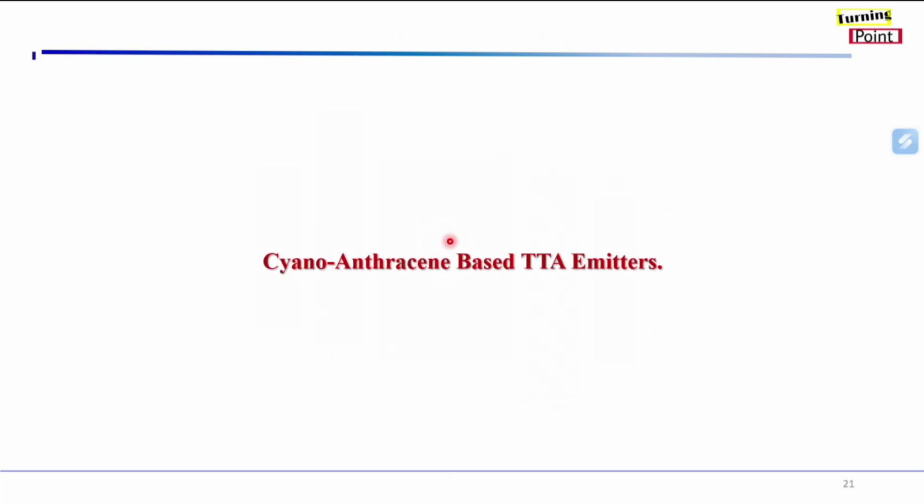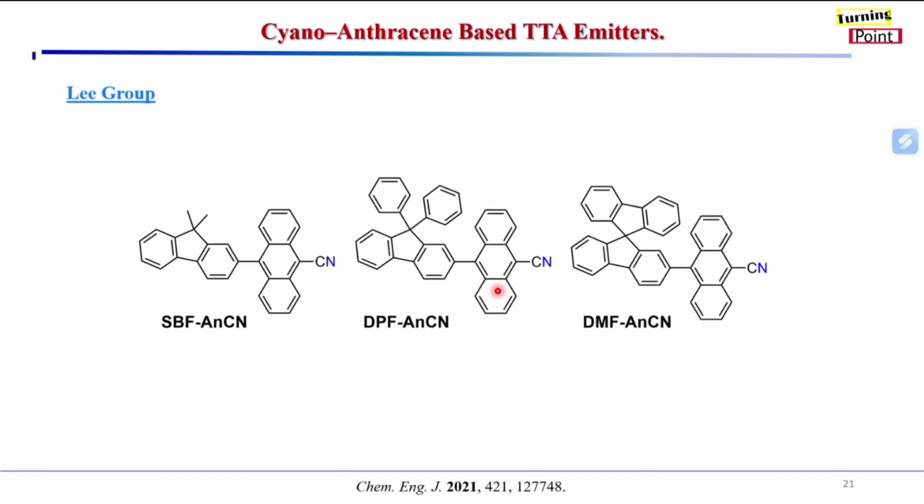Now, there are several examples which demonstrate blue emission based on the triplet annihilation process. Due to time limit, here I show only a few classes of molecules. Most of the TTA triplet annihilator molecules are based on the anthracene molecule, because anthracene comes with unique intrinsic electronic properties like high photoluminescence quantum yield, wide energy band gap, and also good thermal stability.